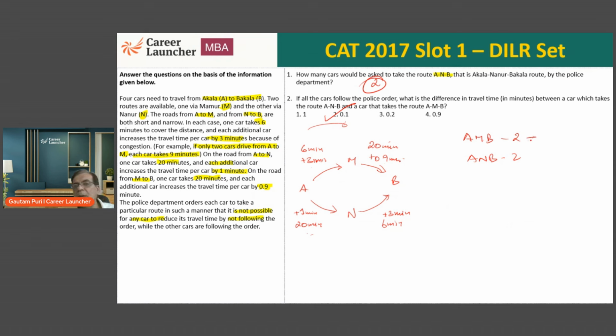for AM and 20.9 plus for A and B. For NB. So how much does it become? Why 20.9? Because 20 minutes and because there are 2 cars, it will be additional 0.9 minutes per car. So 29.9 minutes.